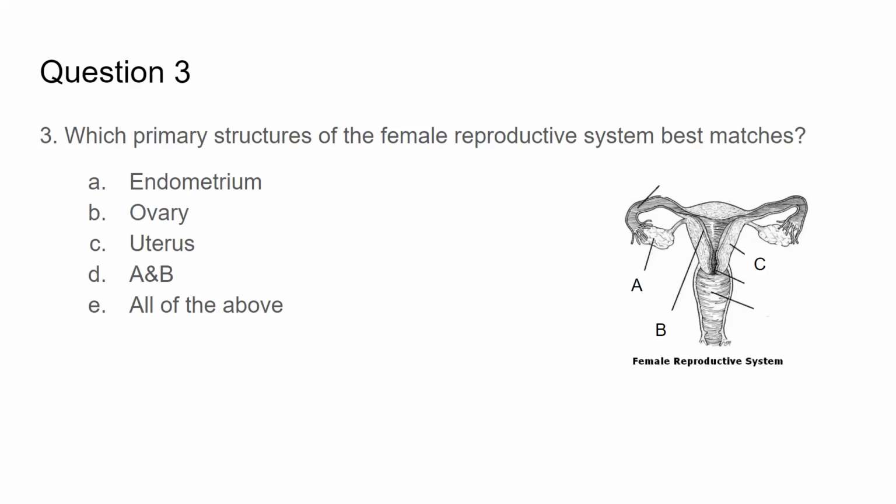And then question number 3, which primary structures of the female reproductive system best matches the image? A, endometrium, B, ovary, C, uterus, D, A and B, or E, all of the above. And the answer is going to be C, the uterus, because you have A, which is actually pointing to the ovaries, and B is pointing to the endometrial lining. So C is going to be your correct answer.